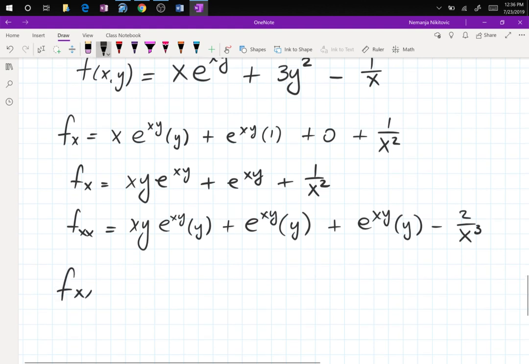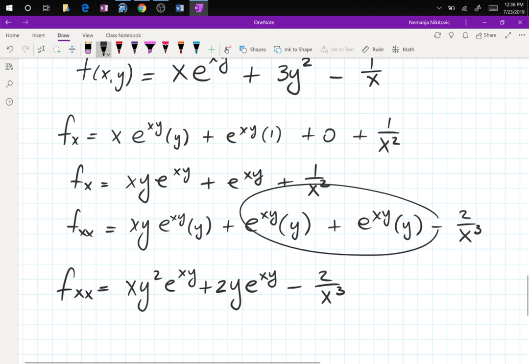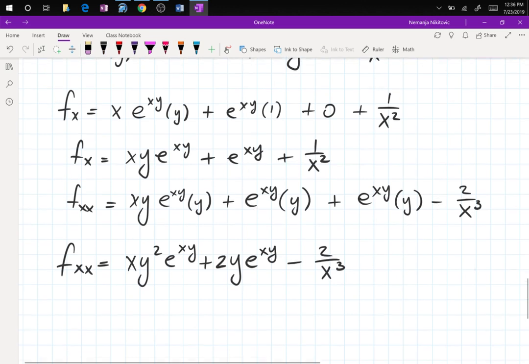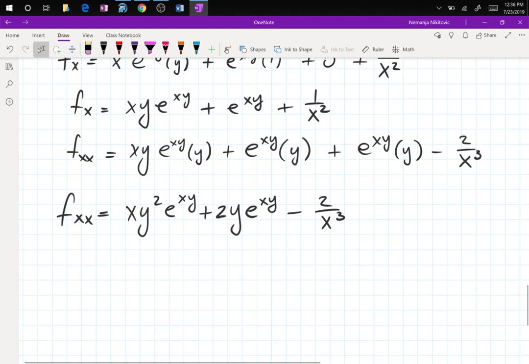So now we have our second partial derivative. It's a mess, but it's a derivative. Oh, I have these two terms that are the same. So that's just going to be 2 of these. Nice. And then minus 2 over x cubed. Nice. These two terms are the same. Great. So now we have our second partial derivative. Can you find the third one? Yes, and the fourth one, and the fifth one.